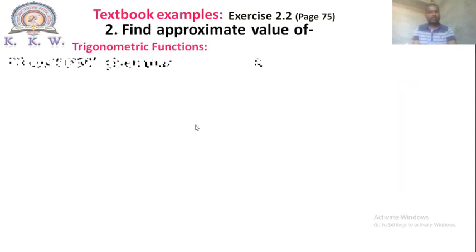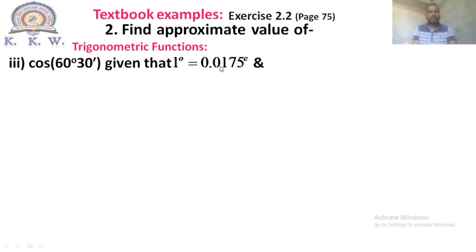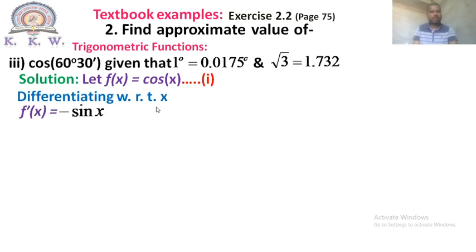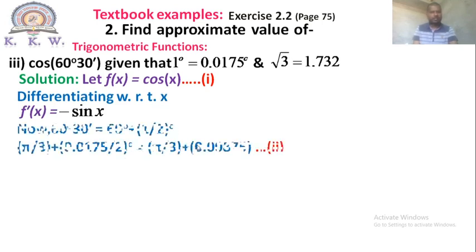Next example is cos 60 degree 30 minute. Given that 1 degree is equal to 0.0175 radian and root 3 is equal to 1.732. I will define the function f of x as cos of x. Differentiating it with respect to x, f dash of x is equal to minus sin x, since the derivative of cos x is minus sin x.